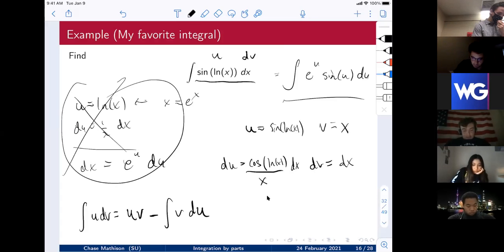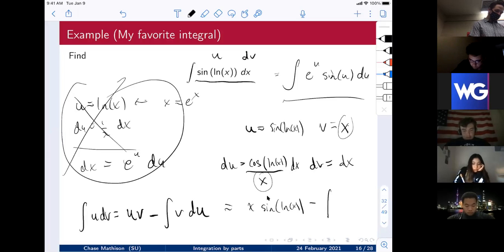Okay, so let's plug this in. uv is x times the sine of natural log of x, minus the integral of v du. Well, v times du, this x is going to cancel the 1 over x, right? And I'm going to get cosine of natural log of x dx.